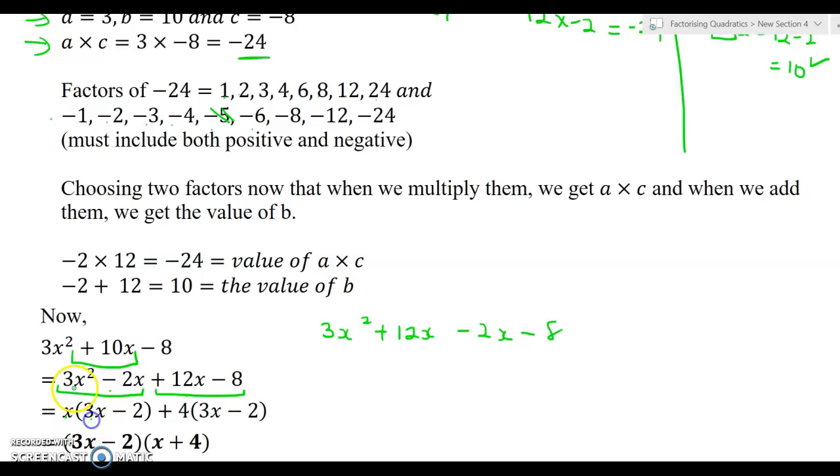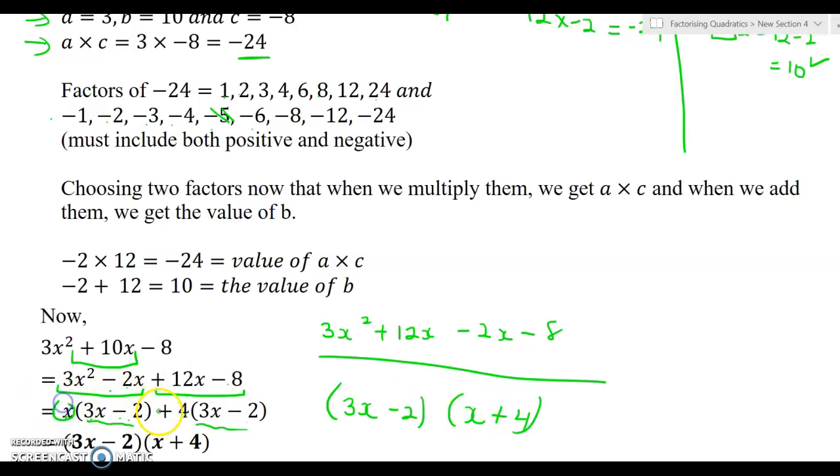We pull out x. X times 3x will give me 3x squared, minus x by 2 will give me the minus 2x. Then plus 4 by 3x. We'll pull out 4 because 4 is the highest number that can go into both 12 and 8. So 4 by 3x gives me the 12x, and then 4 by the negative 2 will give me the negative 8. And you see you have the same thing repeated in the brackets here. So our answer would be 3x minus 2, and then x plus 2. Remember, you put what's on the outside after the negative.